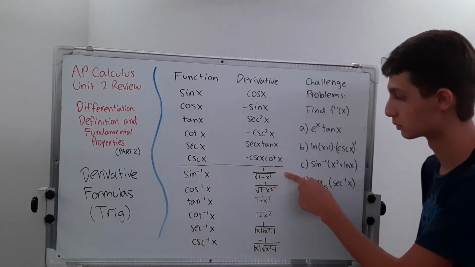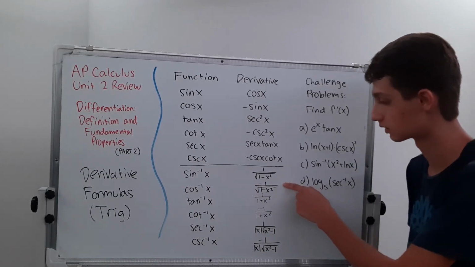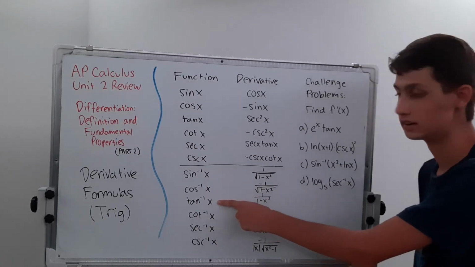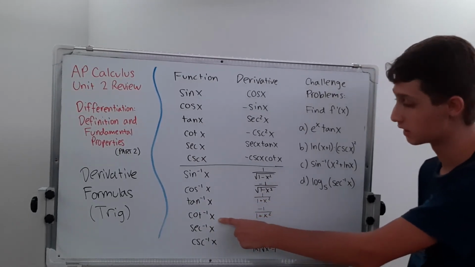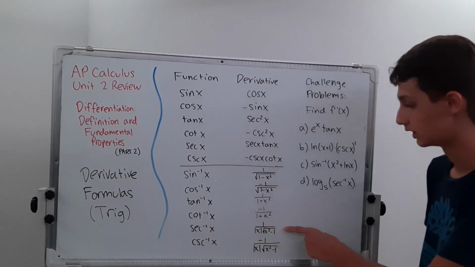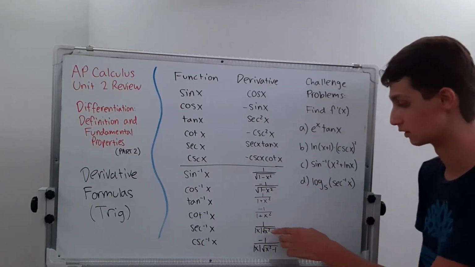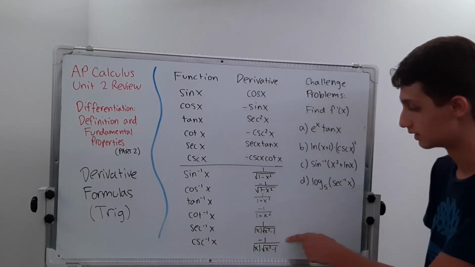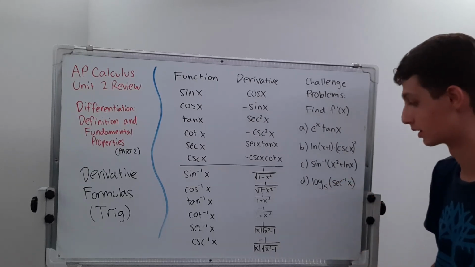Inverse sine is 1 over the square root of 1 minus x squared, inverse cosine is negative 1 over the square root of 1 minus x squared. This is also a square root, by the way. Inverse tangent is 1 over 1 plus x squared. Inverse cotangent is negative 1 over 1 plus x squared. Inverse secant is 1 over absolute value of x multiplied by the square root of x squared minus 1. And then inverse cosecant is negative 1 over absolute value of x multiplied by the square root of x squared minus 1.